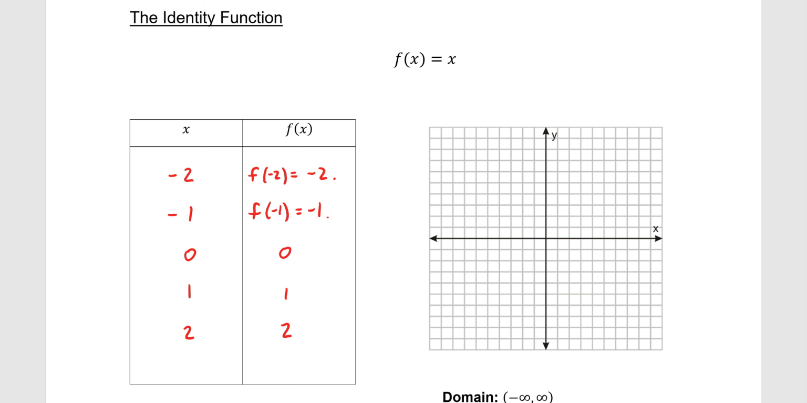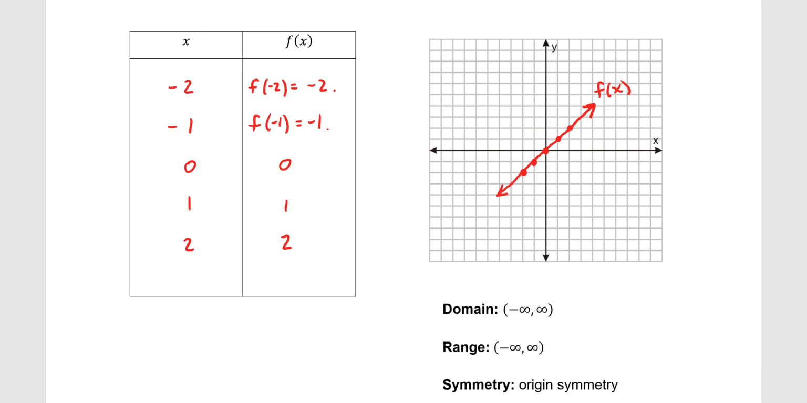So these are all xy coordinates, right? The first one, negative 2, negative 2, would be right down here. Then we have negative 1, negative 1, 0, 0, 1, 1, and 2, 2. So connecting these, we get this line. So this is the identity function, our basic linear function.